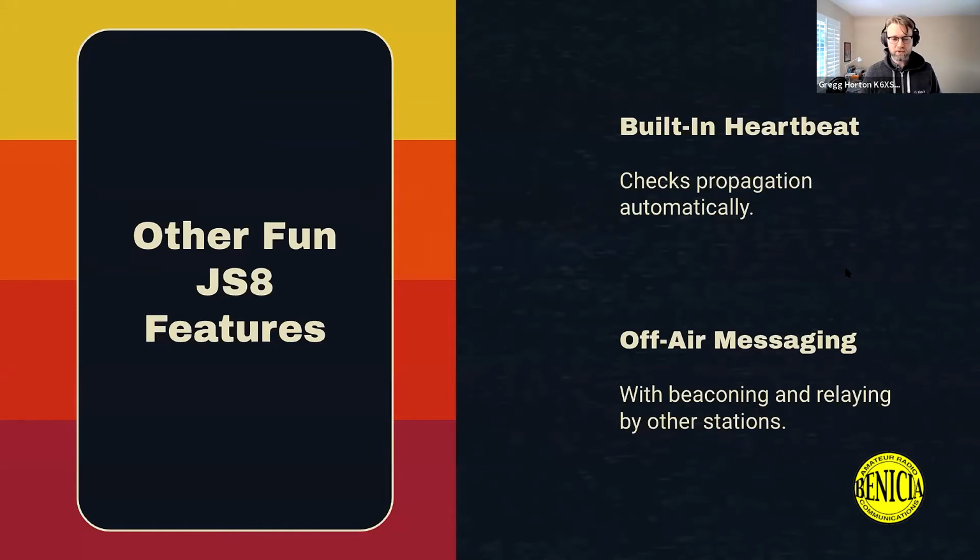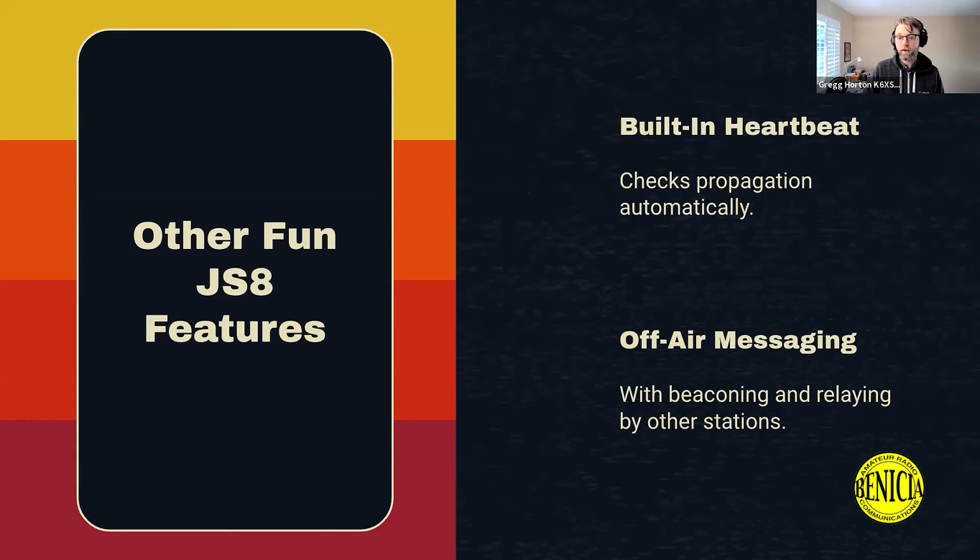So I've mentioned heartbeat reports. You're like, what the heck is that? Heartbeat reports check propagation automatically. So if other people are running the software and you go, give me a heartbeat, their app will come back to you and give you a signal report automatically. So that's actually how you check your propagation, see how you're doing, even before you want to try to make some contacts.